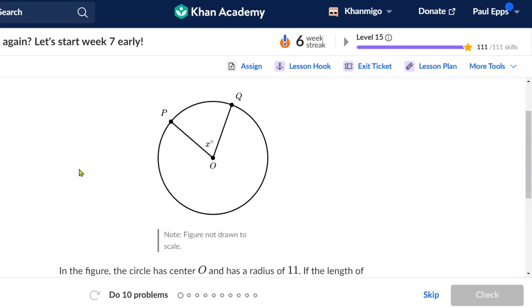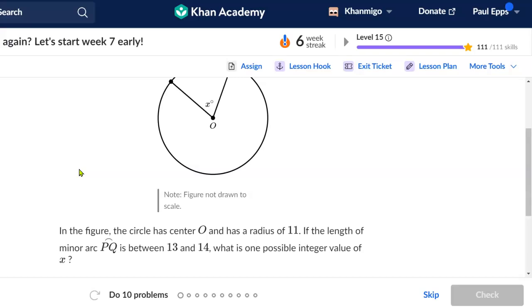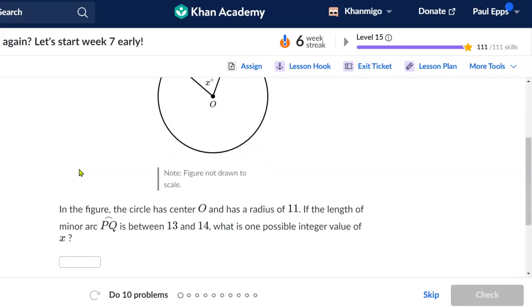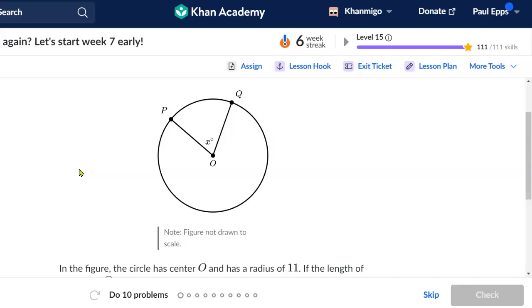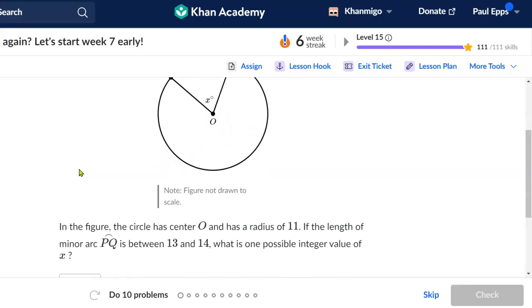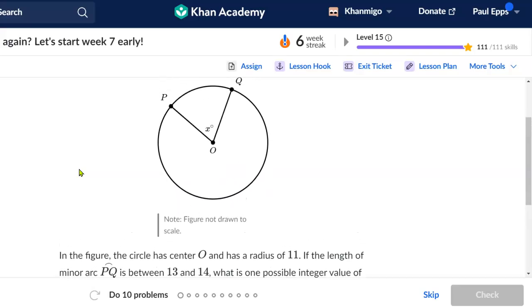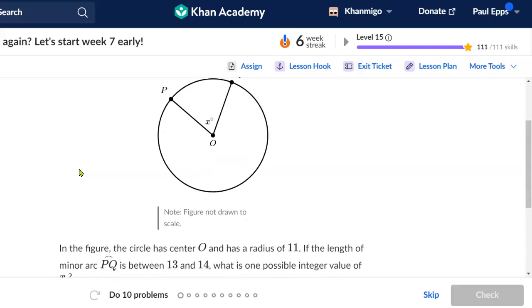In the figure, the circle has center O, and it has a radius of 11. If the length of minor arc PQ is between 13 and 14, what is one possible integer value of x? Seems like a hard question. Well, let's start by getting the circumference. The radius is 11. So the circumference would be 2 pi r, which is 22 pi.